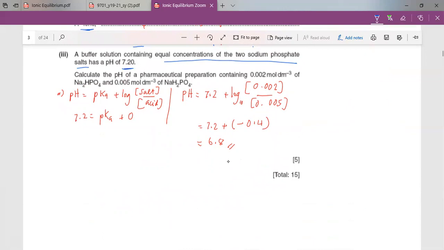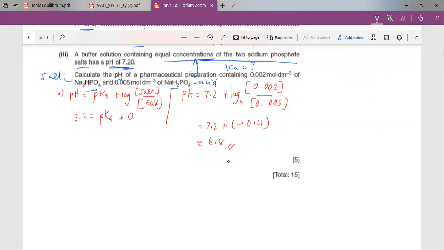See, they didn't give the pKa, but here we can find the Ka, from the equal concentrations. Then they ask the second question: calculate the pH of the pharmaceutical preparation containing now 0.002 moles per dm³ of this one here. The one hydrogen here means it's the salt or the conjugate base, and the two hydrogen here means it's the acid.